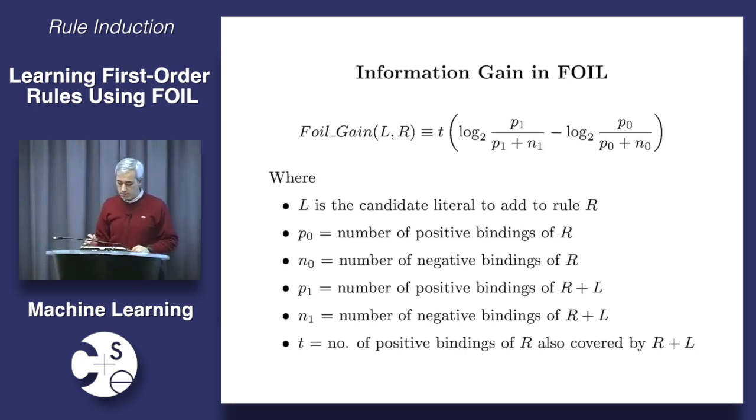So remember, let's say that my rule is R. My rule so far is R, and L is the literal that I'm considering adding to the rule. And now let P0 be the number of positive bindings of the rule. What is this thing called binding? What is the binding of a rule? We didn't have this before.